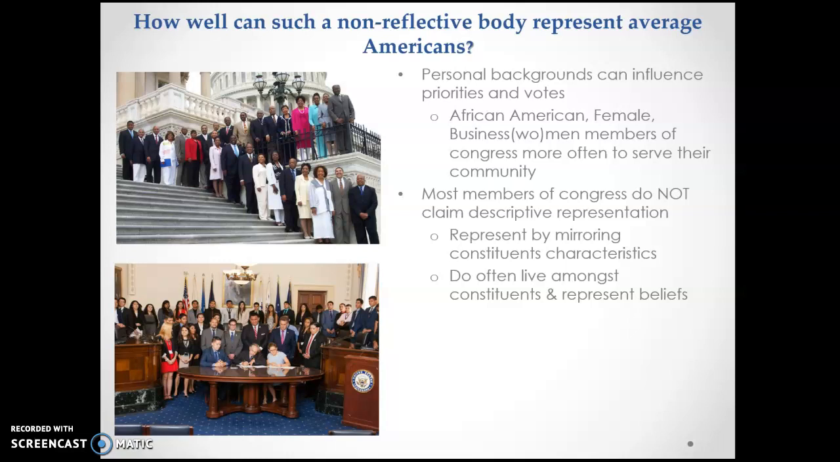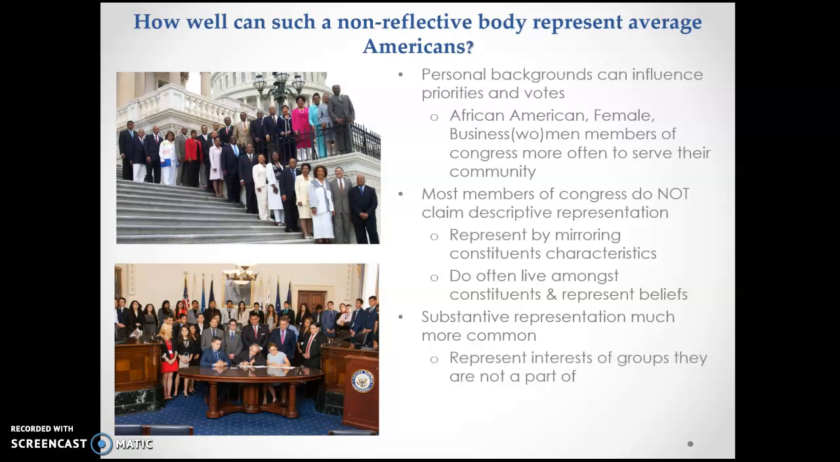They do live amongst their constituents, or I mean, I'm sorry, let me backtrack. People that claim descriptive representation mirror the constituents' characteristics, they oftentimes live amongst the constituents and therefore represent their beliefs. But more commonly, there is something called substantive representation, right? Where members of Congress don't look like, or would not be described the same as their constituents, but they substantively represent their constituents by basically representing the interests of the groups or the people that they represent.